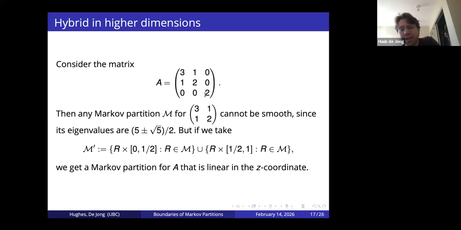But because I have a standard doubling map in the third coordinate here, I can take this non-smooth Markov partition and take its Cartesian product with two halves of the interval. And this is a Markov partition for A, which is not smooth, but it has linear parts in the Z coordinate. So the rectangles here are, you take a fractal two-dimensional thing and you stretch it out along an interval in a linear way. And this is another way of obtaining hybrid behavior.